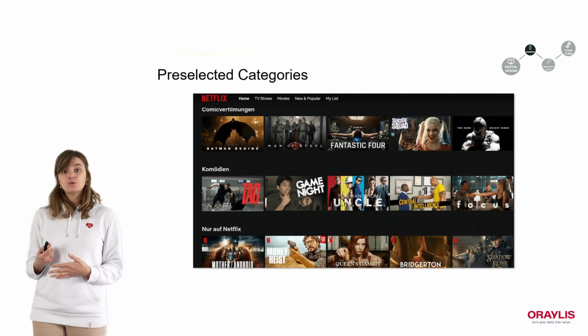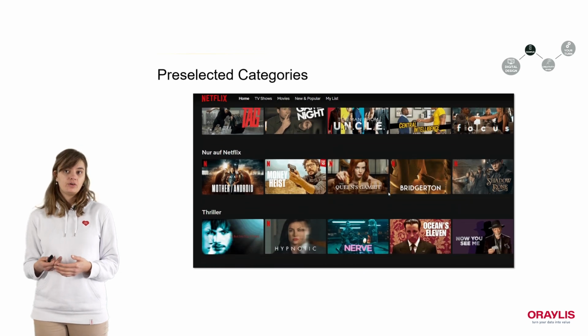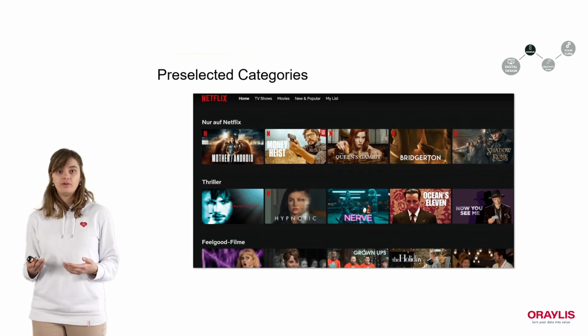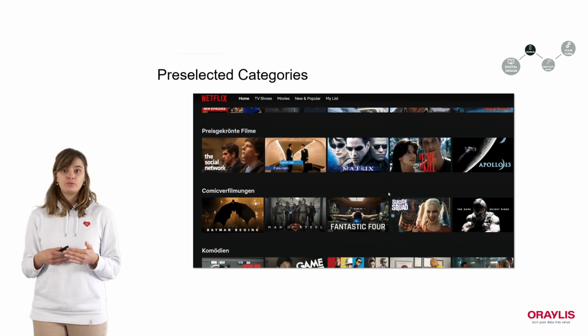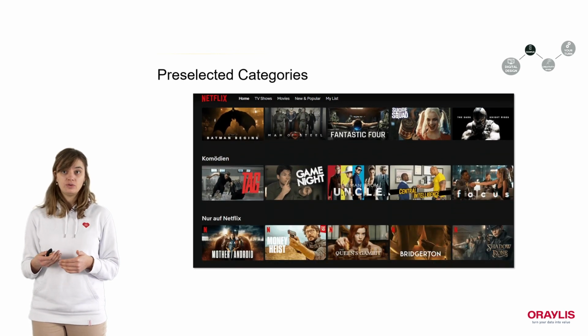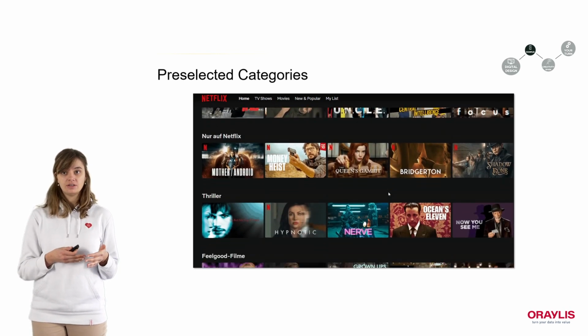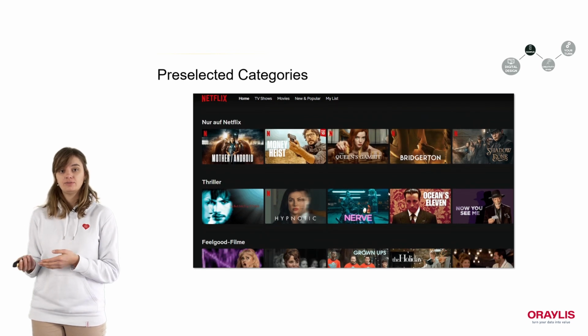The platform also uses pre-selected categories like new on Netflix or thriller or comedy. When you navigate through the system and through the site, you don't filter the information. This content is pre-filtered by these categories for you.